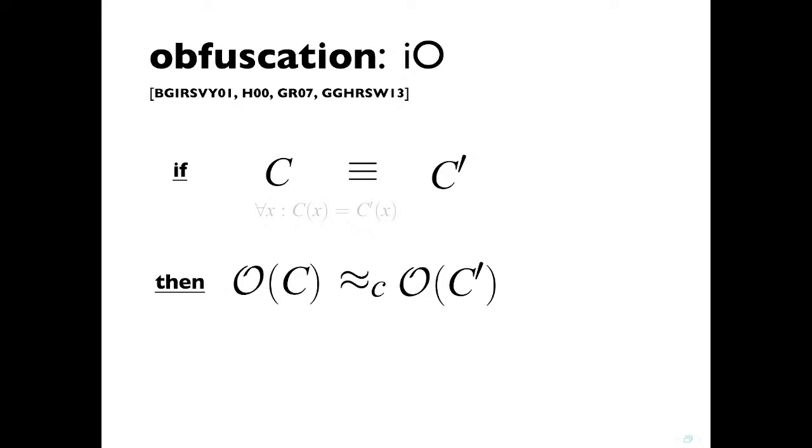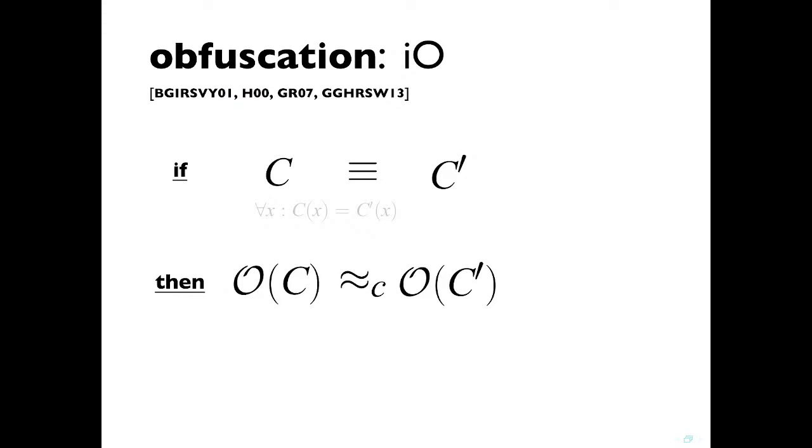An obfuscation algorithm takes input circuits and produces obfuscated circuits that should have the same input-output behavior as the original circuit. And the security requirement is that for any two circuits with the same input-output behavior, namely they agree on all inputs, the obfuscation of the two circuits C and C prime should be computationally indistinguishable.